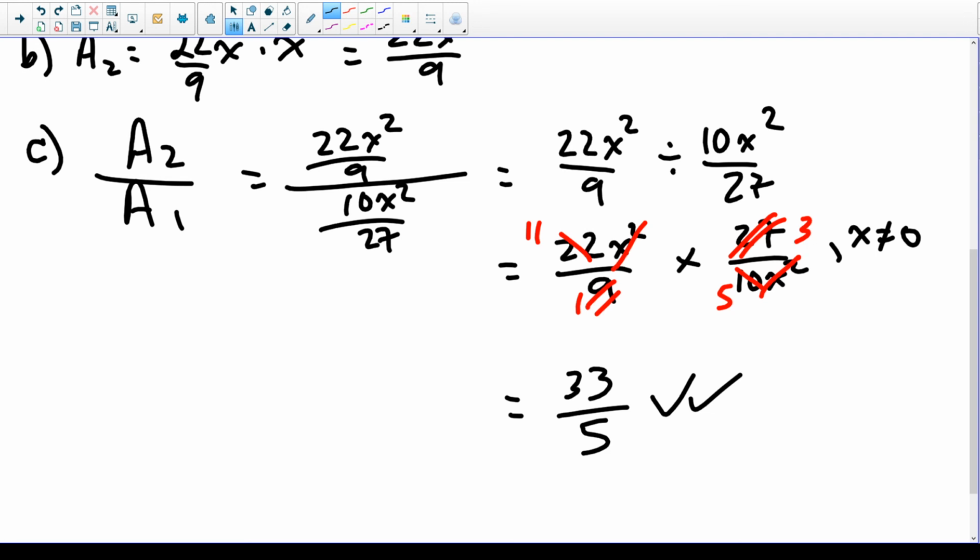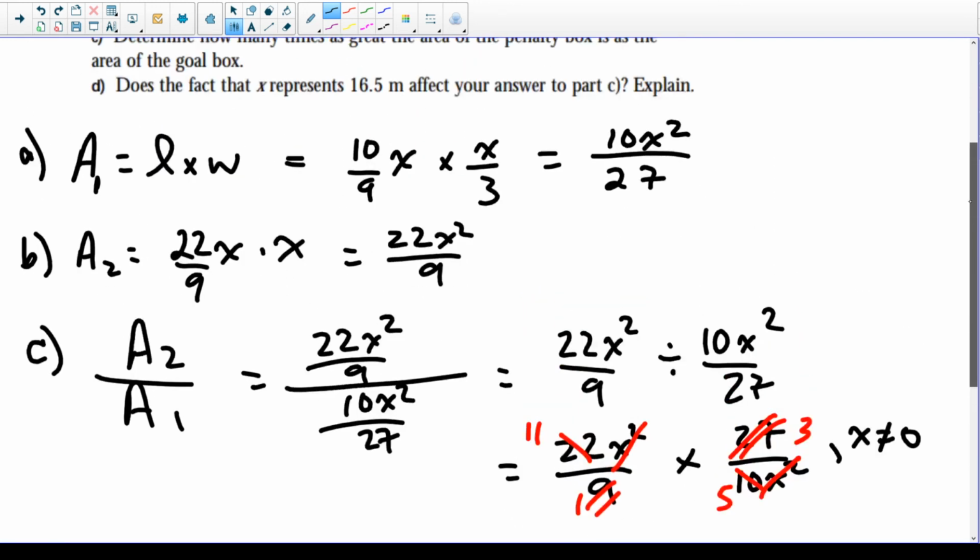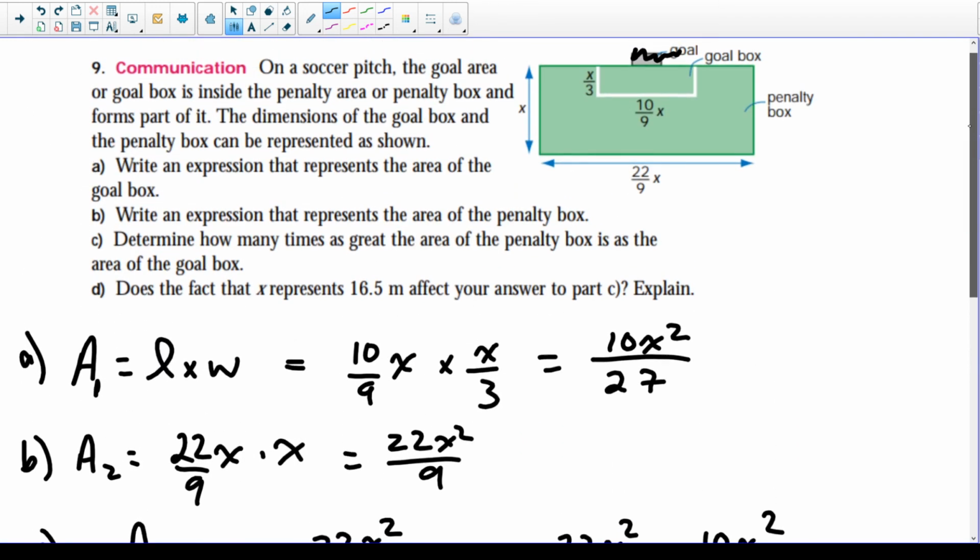Now, you could write that as a decimal. I'm not going to pull up my calculator. If you want to do that, you can. But it's 33/5 bigger than the box, right? Sorry, the penalty box is 33/5 times bigger than the goal box.